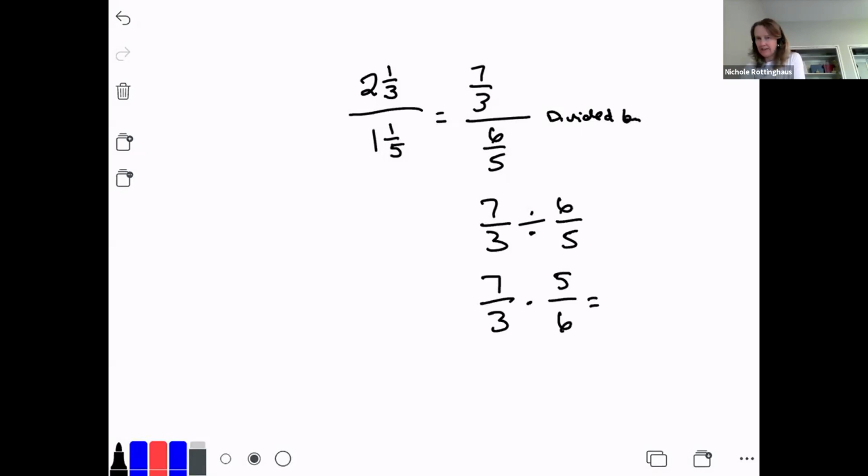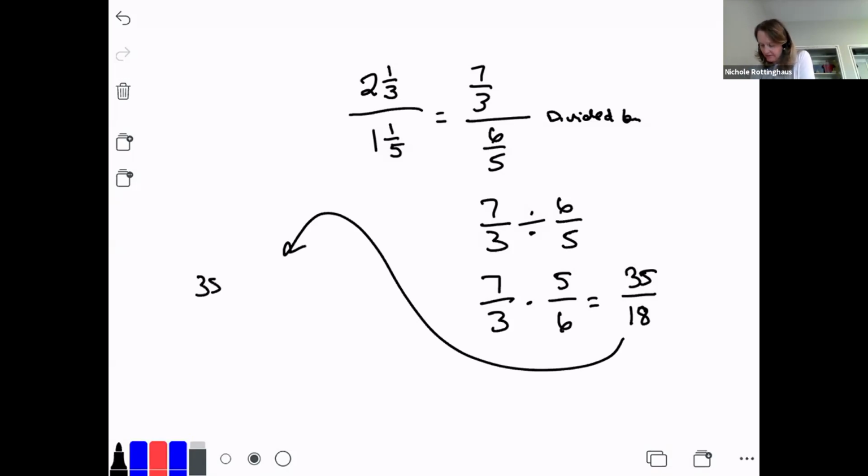And I can't cancel anything. So I'm going to just have to multiply across the top, multiply across the bottom, 35 over 18. Okay, now I want to turn this back into a mixed number. So 35 over 18. 18 is only going to go in there 1 time because 18 times 2 would be 36. So I'm going to have 1 and 17/18. And I can check that by just remultiplying it. Okay? So there's the answer to number 1.